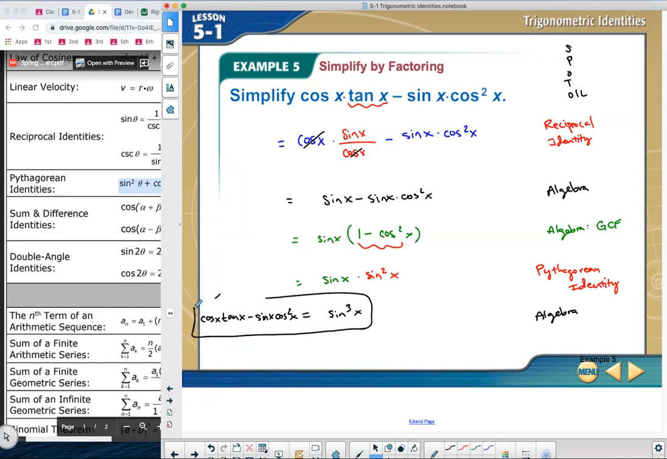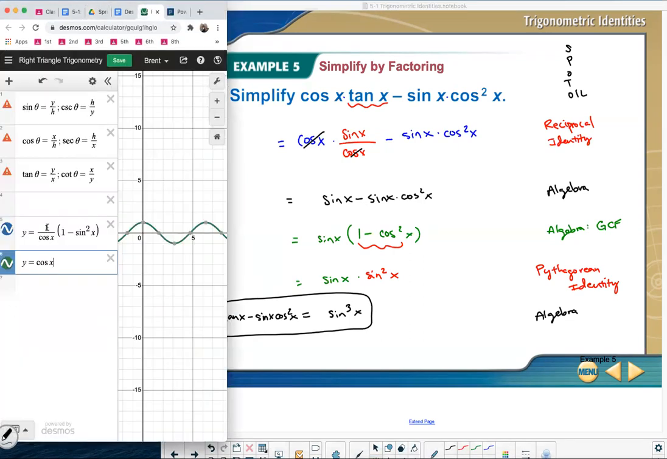You could check your answer by graphing these. What's tricky on Desmos, if you have more than one trig function as a term, you need to put the parentheses around the x. So if you're going to check this by graphing, you would have to say it's cosine, and you'd have to put the parentheses around the x, times tangent x minus sine of x cosine squared of x. If you do it like that, you should get a graph.